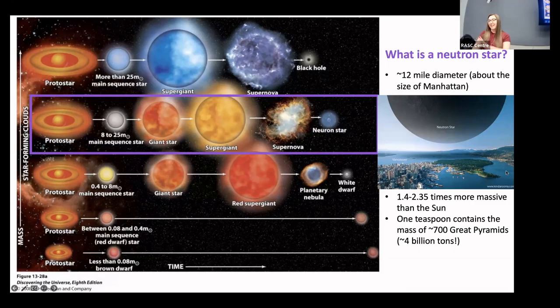But nevertheless, you can see in this very tiny area, you're packing the sun or 2 times the sun. That leads to numbers like: if you could take 1 teaspoon of a neutron star, it would be the mass of 700 Great Pyramids. That is how dense these things are. So that is a neutron star.